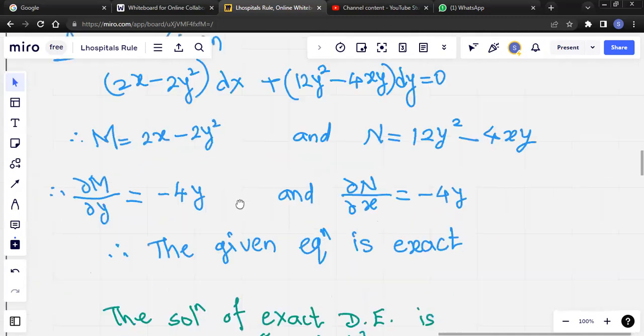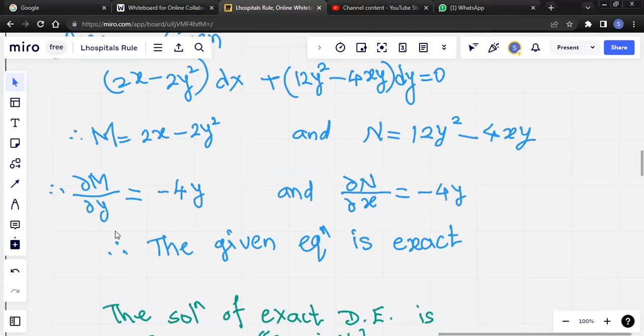M we are differentiating partially with respect to y, so it becomes minus 4y. N we are differentiating with respect to x, so derivative of 12y square is 0 and derivative of minus 4xy will be minus 4y. So what we observe is both are matching, they are equal, so the given equation is exact.